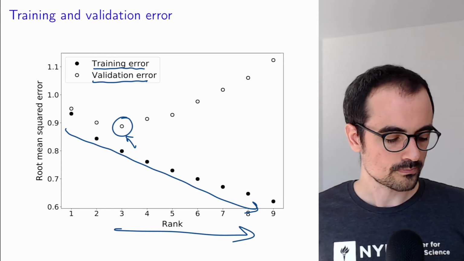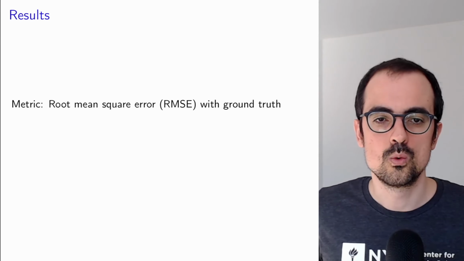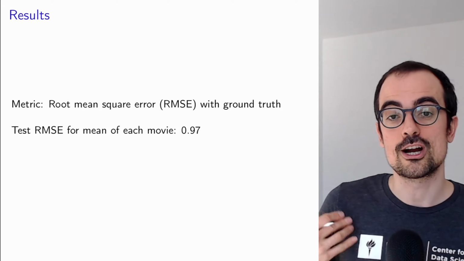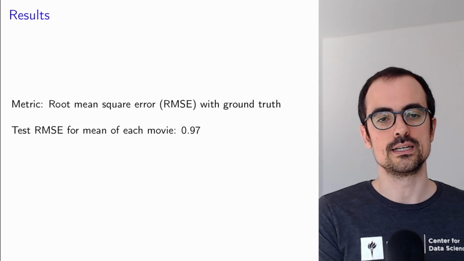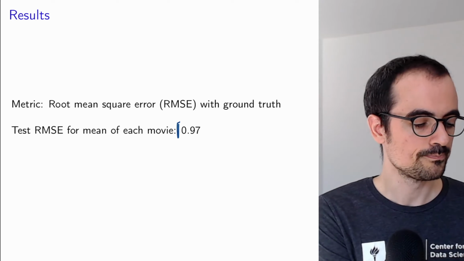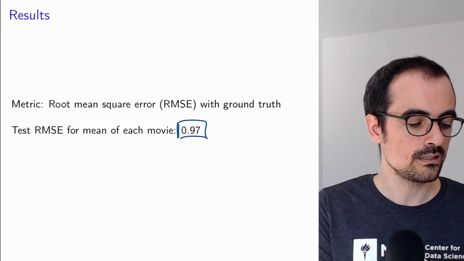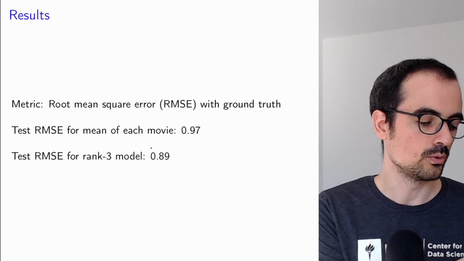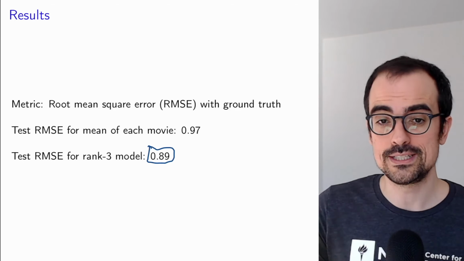Okay, so that makes a lot of sense. When we compare the root mean square error on our test, if we just look at the test mean squared error obtained by the mean rating of each movie, it's 0.97. We improve quite a bit to 0.89. And it's not so easy to improve this error.